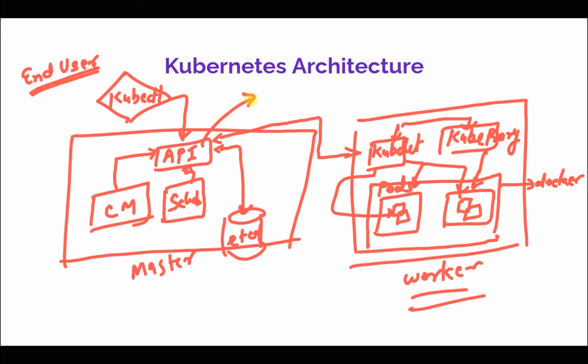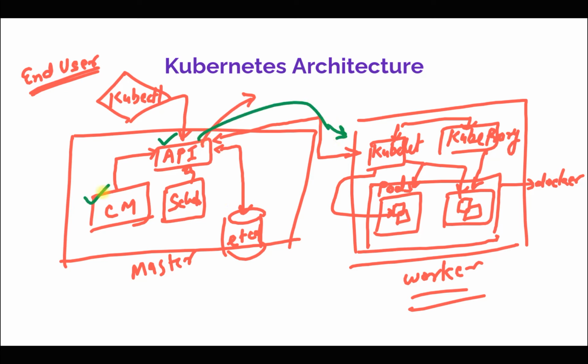So in here you can see the API server is the only component from the master node which communicates with kubectl and kubelet on the worker node. Now let's talk about them one by one. First, let's understand the API server. If you see here, the API server is the only component from the master node which connects with the kubelet from the worker node.